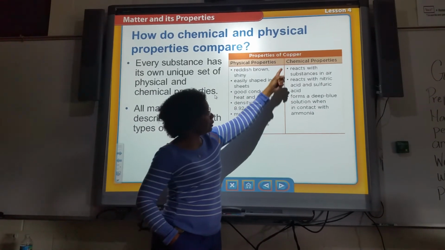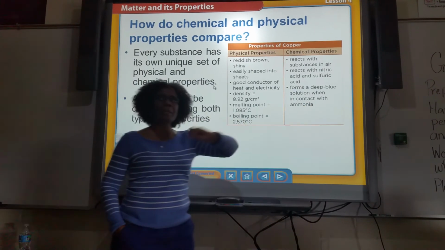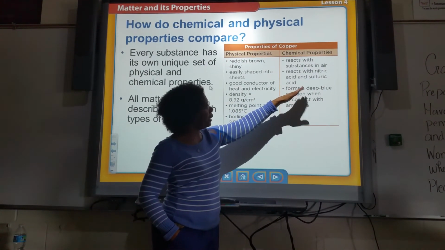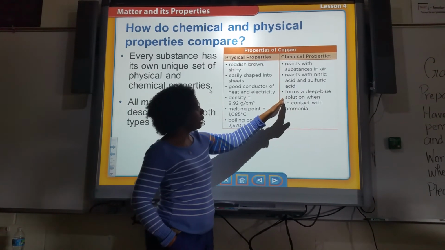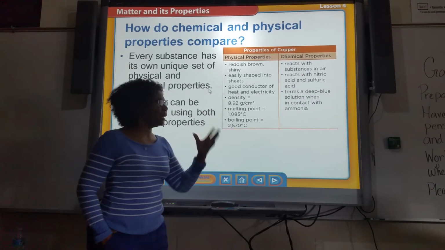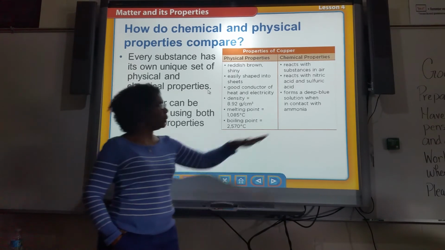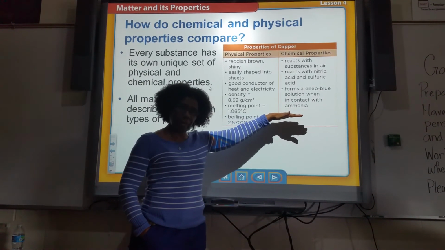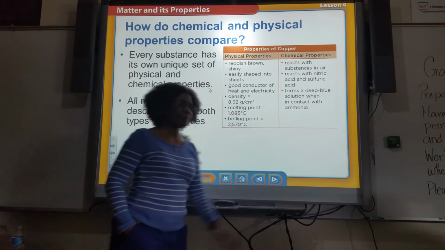We're still talking about copper, but now we're talking about its chemical properties. It reacts with nitric acid and sulfuric acid. It forms a deep blue solution when in contact with ammonia. And boys and girls, we know we must be very careful when we handle ammonia. In fact, we're not to handle ammonia.